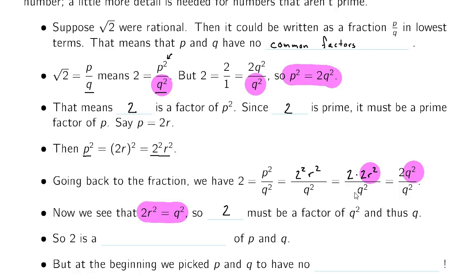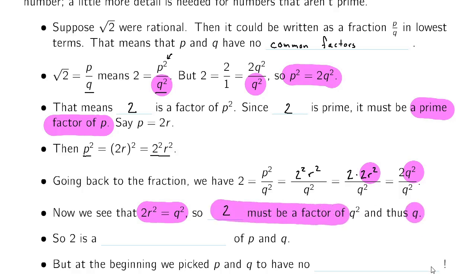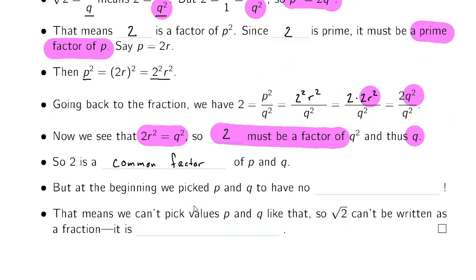Wait, earlier we said 2 is a prime factor of p, and now 2 is a factor of q. That means that 2 is a common factor of those two numbers p and q. But that can't happen, right?